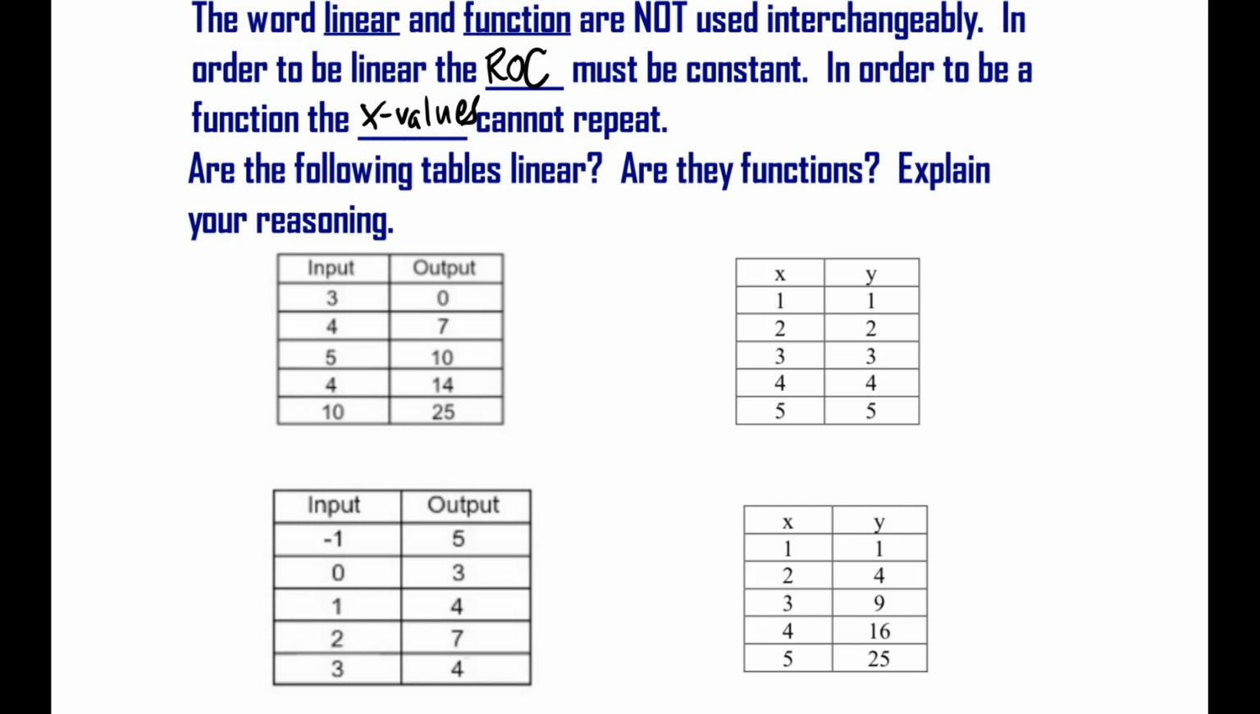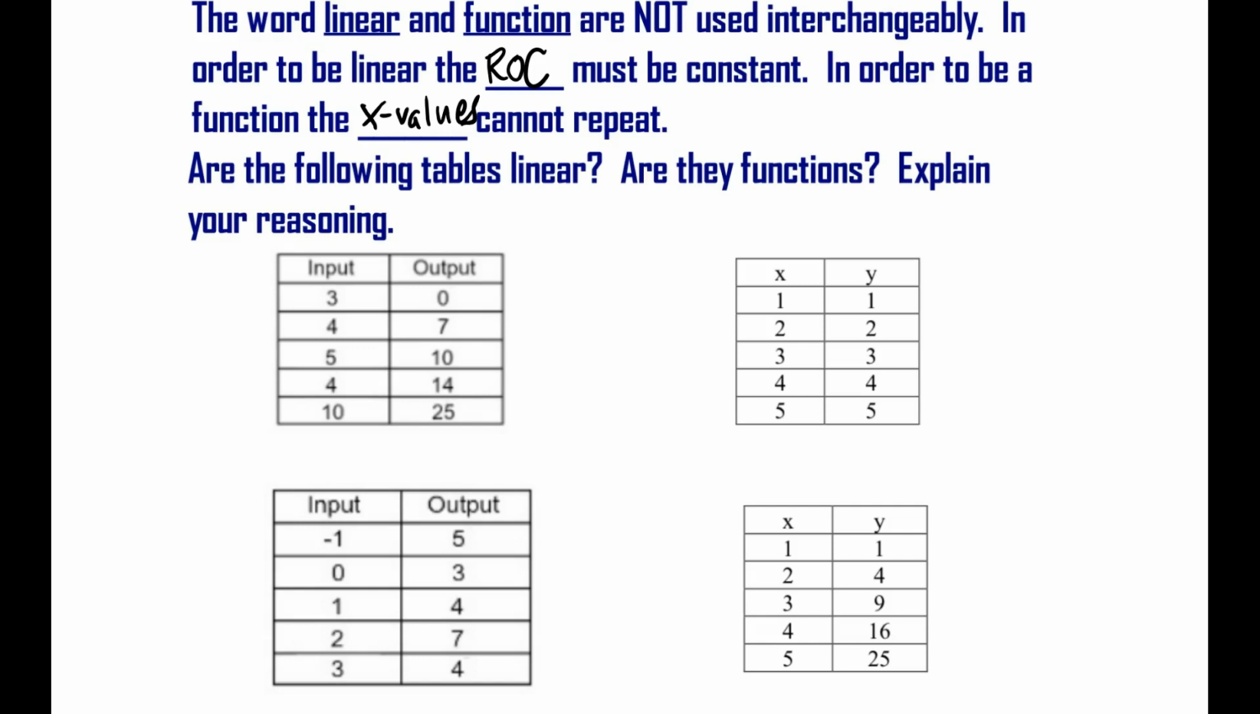So in order to be linear, the rate of change must be constant. In order to be a function, the x values cannot repeat. They're totally different. So if I'm asking if something is a function, I'm asking, do the x values repeat? If I'm asking if something is linear, then I'm asking, is the rate of change constant? They are not the same.